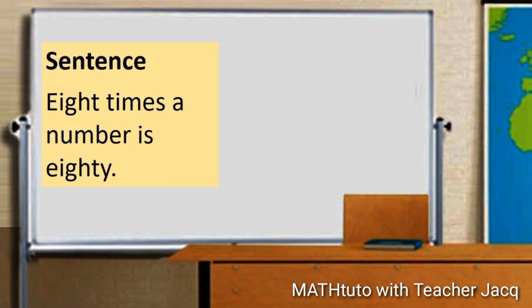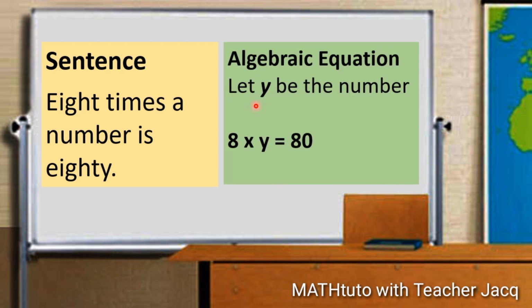Next, we have 8 times a number is 80. So, meron tayong word na times, which is associated sa symbol na times or multiply or multiplication. So, ang ating algebraic equation, let y be the number. So, we have 8. And then yung word na times, meron tayong times. And then yung number, which is represented by y, equals to 80. So our algebraic equation for this sentence is 8 times y equals 80.